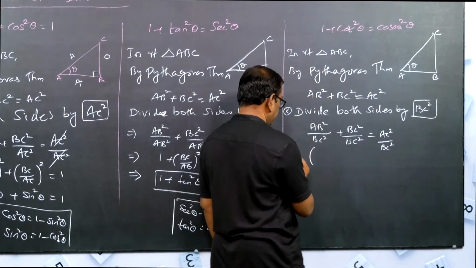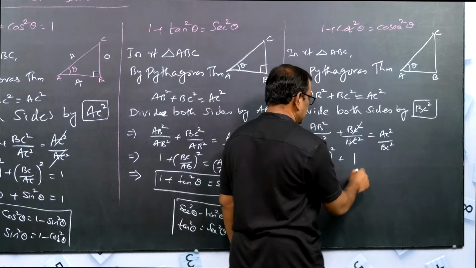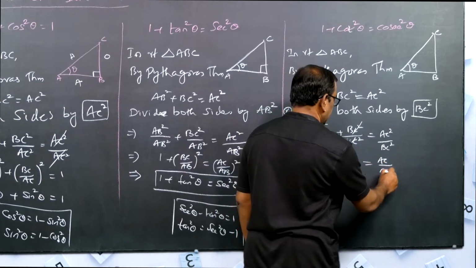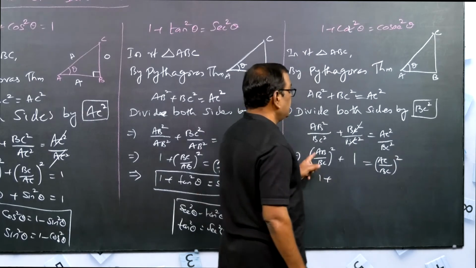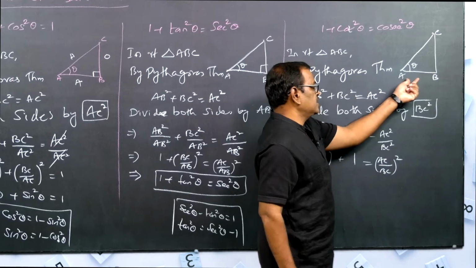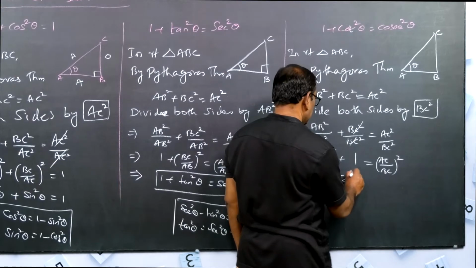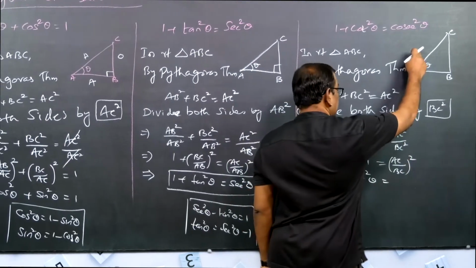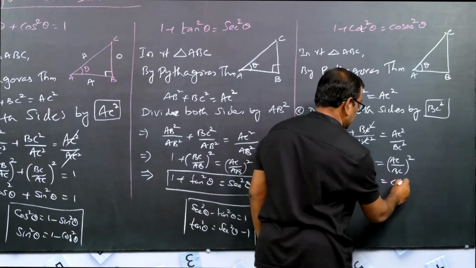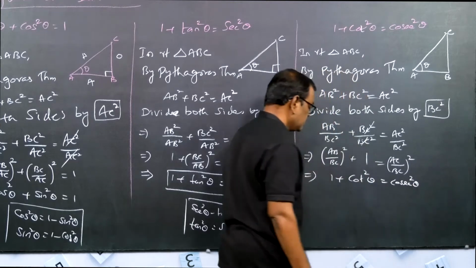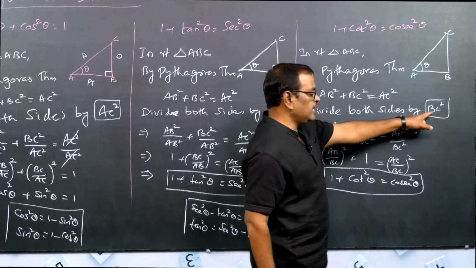This is AB by BC the whole square, this two gets cancelled, 1 equal to AC by BC the whole square, which is equal to 1 plus AB by BC, adjacent side by opposite side is cot theta. So 1 plus cot square theta equal to AC by BC, hypotenuse by opposite side. What is hypotenuse by opposite side? Yes, it is cosecant theta, cosecant square theta. So the third identity is proved by using Pythagoras theorem and dividing by BC square.